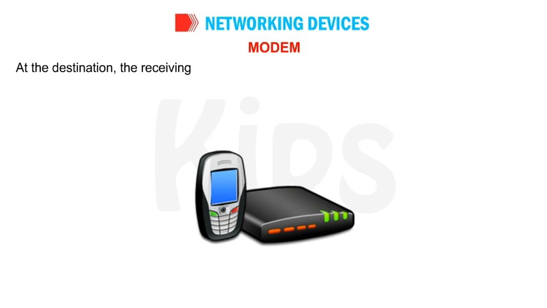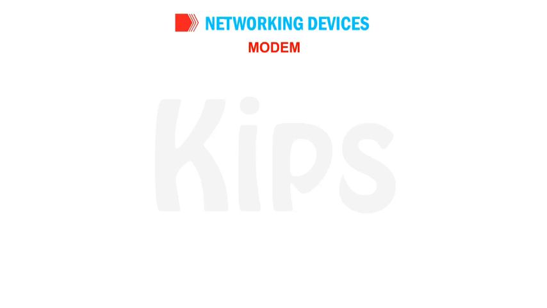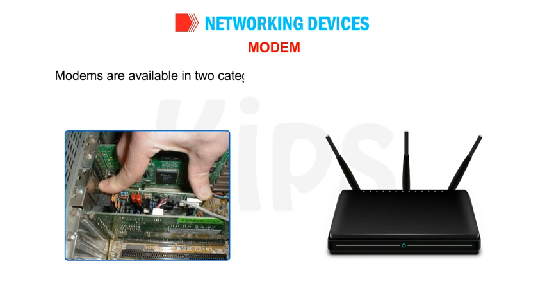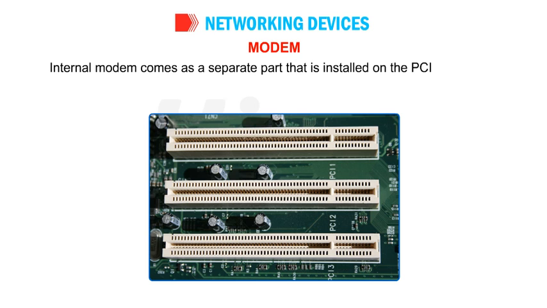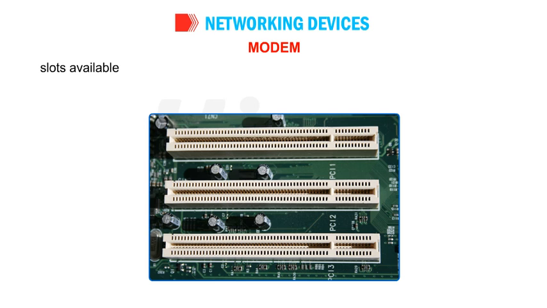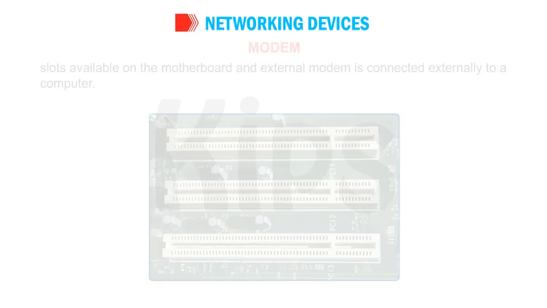At the destination, the receiving modem further converts the analog signal into digital signals, so that the data can be understood at the receiving end. Modems are available in two categories, internal modem and external modem. Internal modem comes as a separate part that is installed on the PCI, Peripheral Component Interconnect, slots available on the motherboard. An external modem is connected externally to a computer.